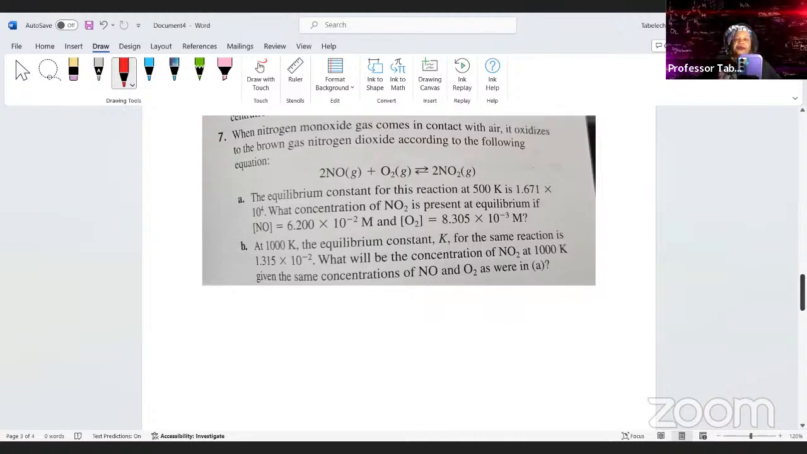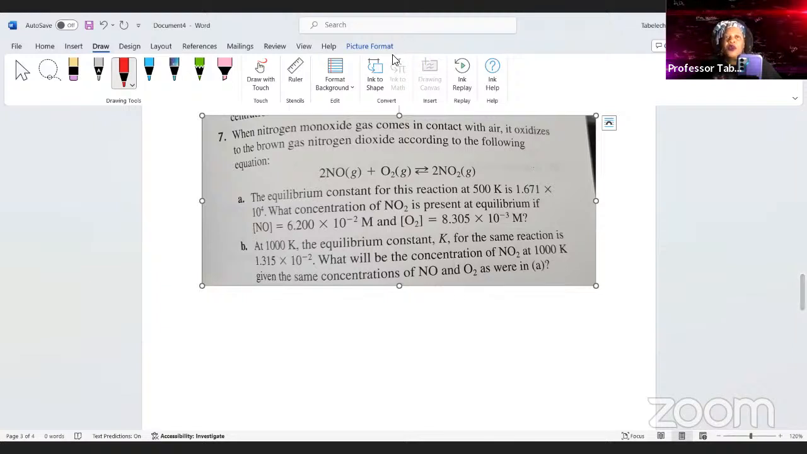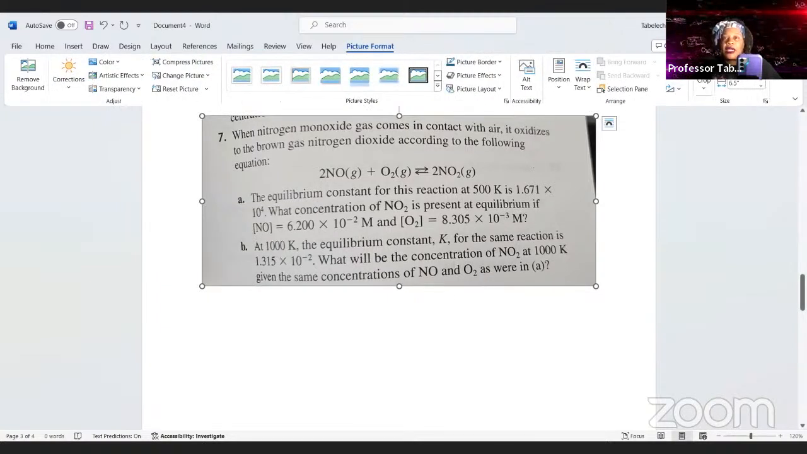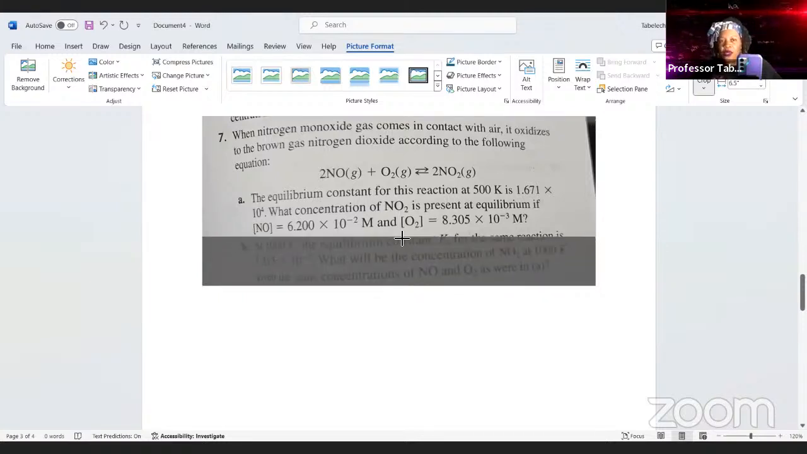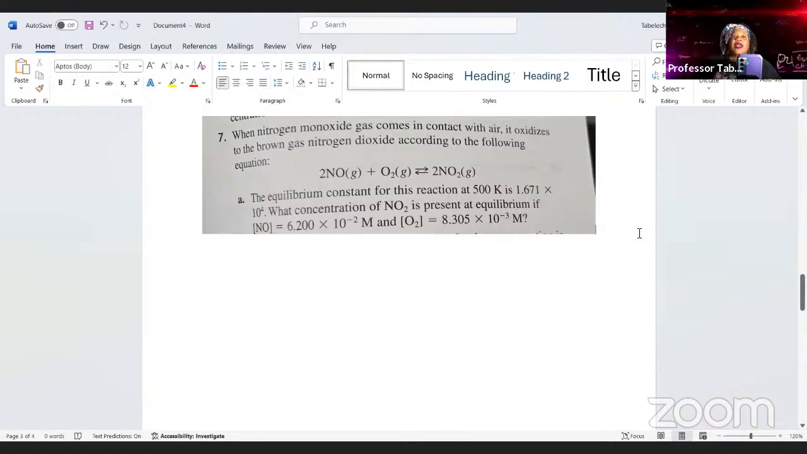Now, let's take a look at this next one, okay? So for this one right here, let me go ahead and cut it up again so we won't be looking at B. We're going to concentrate on letter A, okay? So right here, they're giving you some background information, okay?